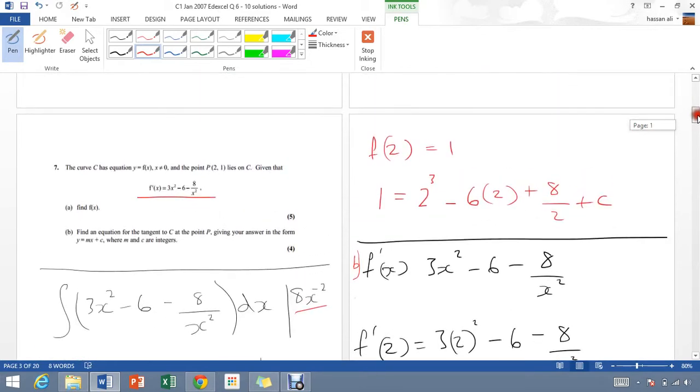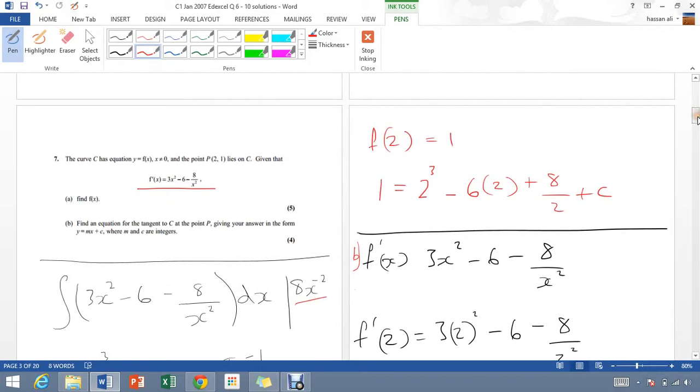In order to find the value of c, they've already given you the point (2, 1). In other words, when x is 2, y will equal 1. So put those values in, show it like this: f(2) should equal 1, so you put down 1 here. Substitute your values into your equation: 2 cubed minus 6 times 2 plus 8 over 2. And when you solve all of this, you should get c equals 1.